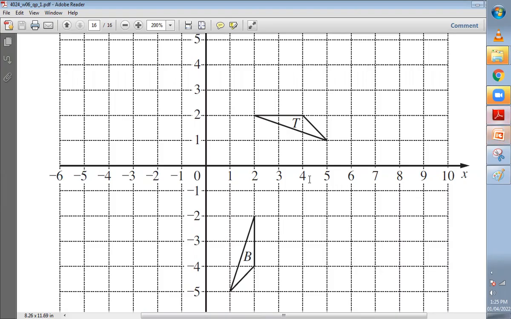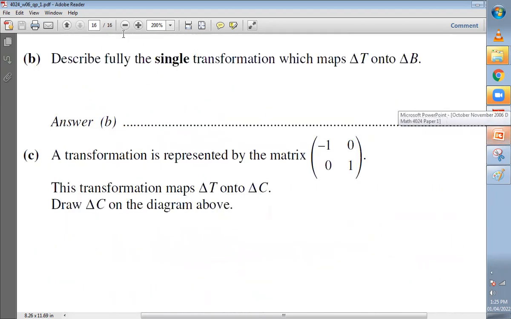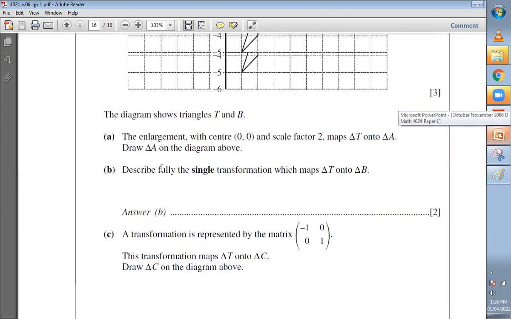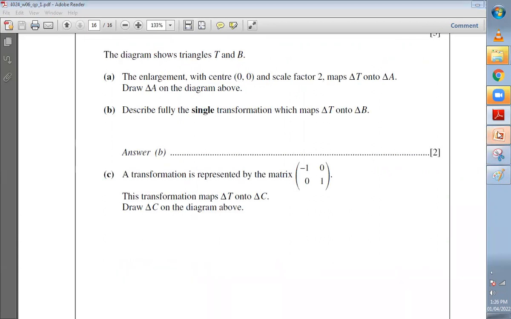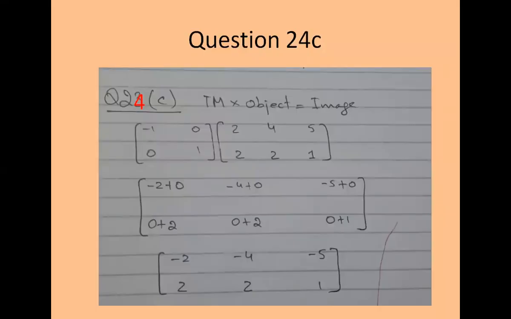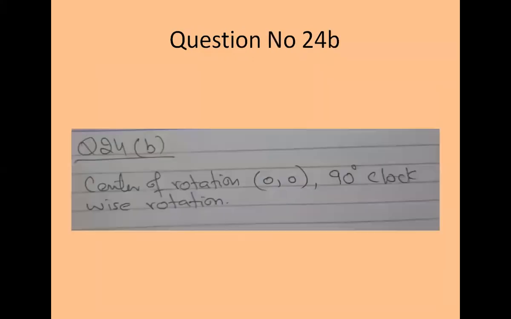Okay, the next part, that's the B part. He says the transformation is represented by the transformation matrix given, -1, 0, 0, 1. And he says this transformation maps the triangle T onto triangle C. Draw triangle C on the diagram. Okay, we can do that. Very easy. The transformation matrix multiplied by the object will give you the image. The transformation matrix is -1, 0, 0, 1. The object is the triangle T.